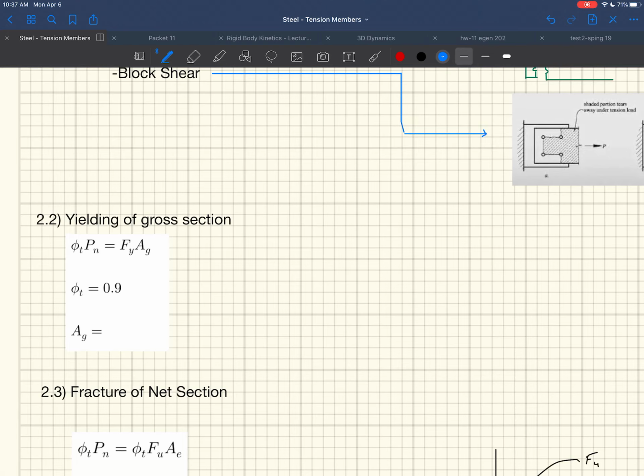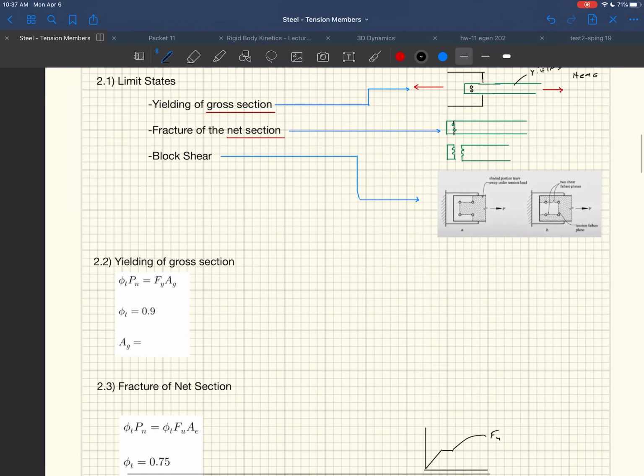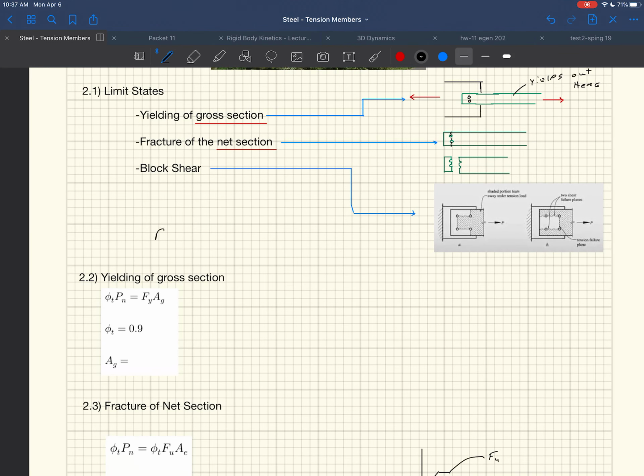All right, so yielding of the gross section. First of all, what we're looking to do, let me put this up here. We're going to have an equation, Pu has to be less than or equal to phi Pn. Ultimately, that's what has to happen. This is still LRFD design. We have to make sure that our factored axial load is less than our factored axial load capacity. Our demand is less than our capacity.